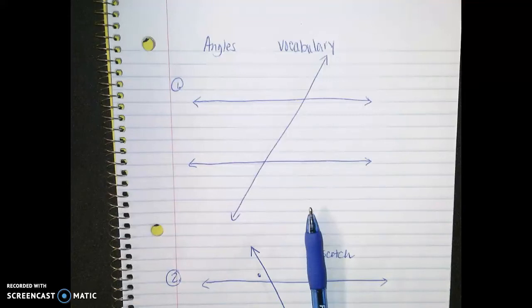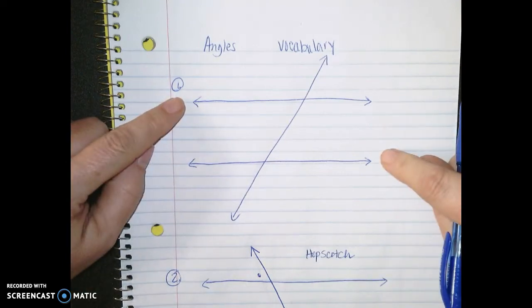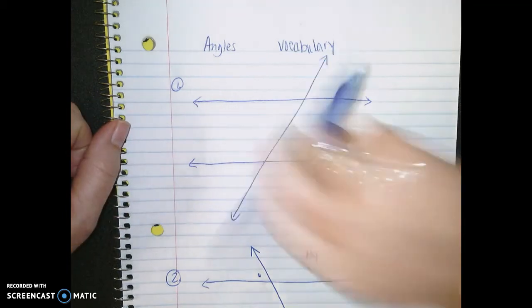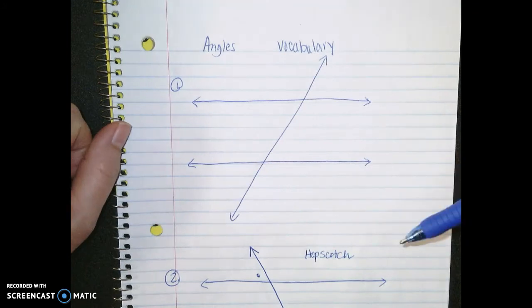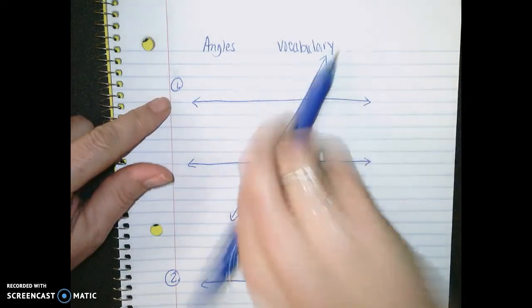Good morning, class. Let's discuss angles. First, let's discuss vocabulary. I have two parallel lines and I have one transversal. Now that line's not perpendicular because these are not 90-degree angles. Perpendicular makes perfect 90 degrees and those are not. So, two parallel lines, one transversal.